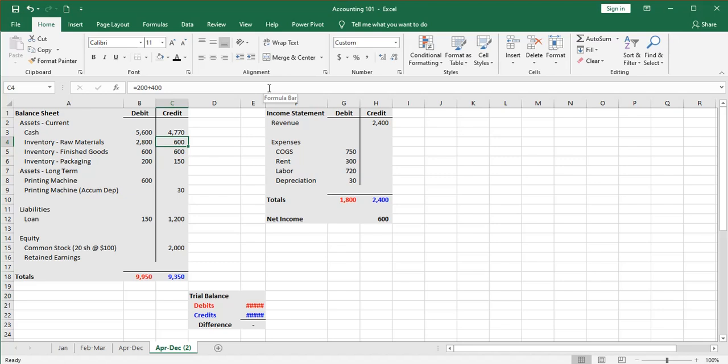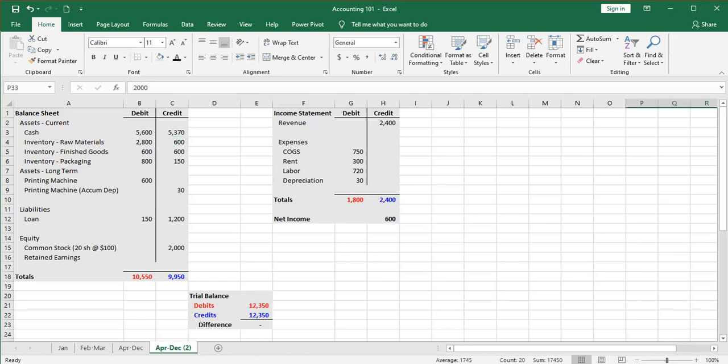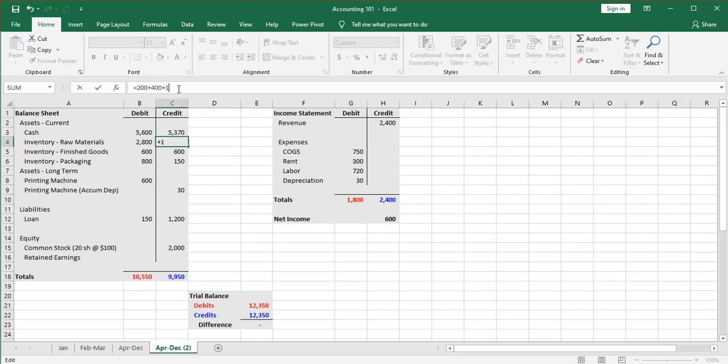Next, we need to buy some packaging inventory, and that's going to be $600. We'll spend $600 on that, and that will also come out of cash as a credit. During the April to December period, we're going to use $1,800 worth of our raw materials and convert those into finished goods. So I'll increase that balance with a debit.